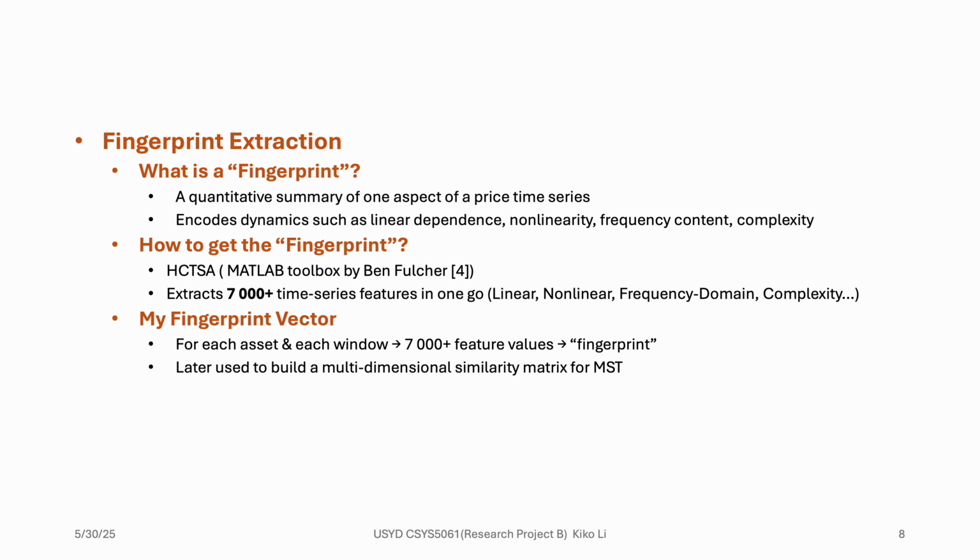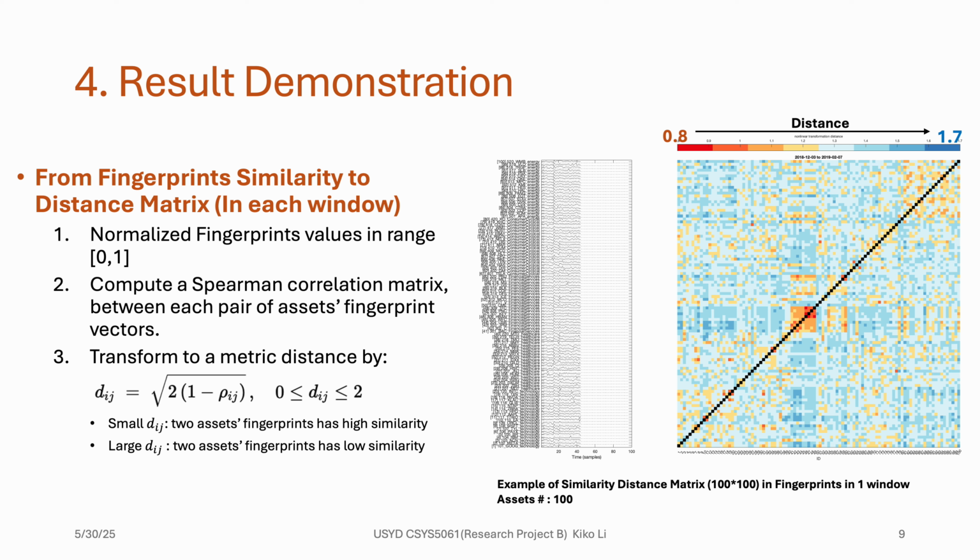Later on, we compare those high-dimensional fingerprints across assets using Spearman correlation to build our multi-fingerprint similarity matrix, and from those we generate minimum spanning trees. In conclusion, fingerprints turn each time series window into a rich numerical profile that captures hidden dynamics we can then map and compare. In the results demonstration part, I will walk you through how I turn those 7,000-dimensional fingerprints into a distance matrix for each time window.